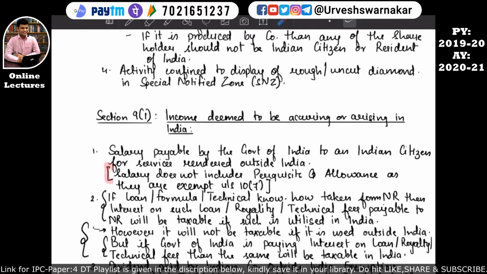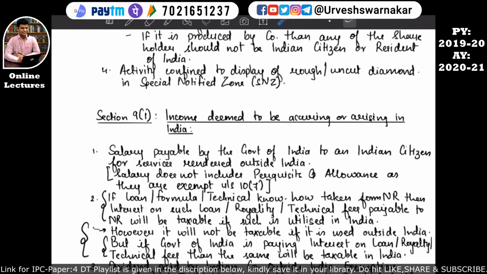There is an exception given in the bracket which says that salary does not include perquisites and allowances as they are exempt under section 10 subsection 7. So when we will be studying the chapter on income which does not form part of the assessee's total income, there you will understand this, okay.